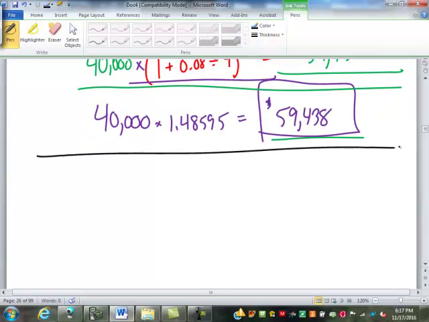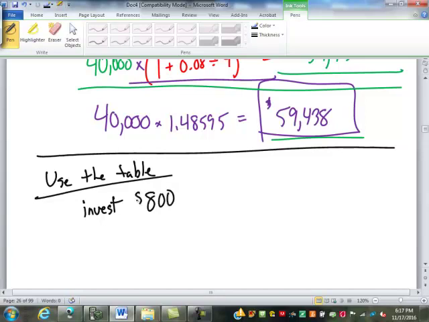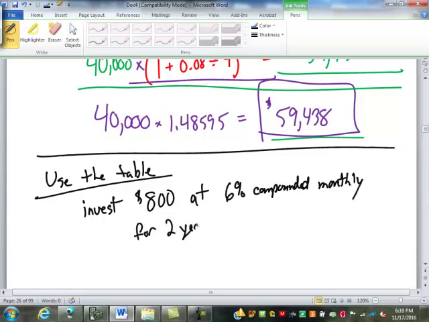let's have you guys try one more on your own. I'll have you try one on your own using the table. So using the table, we're going to invest $800 at 6% compounded monthly for 2 years. Find the future value.